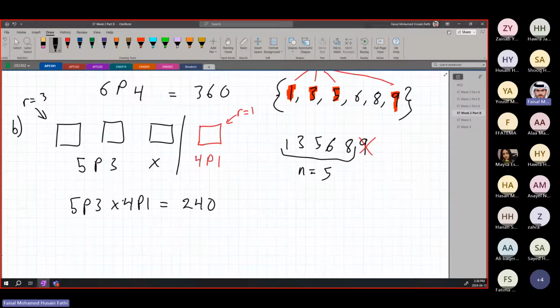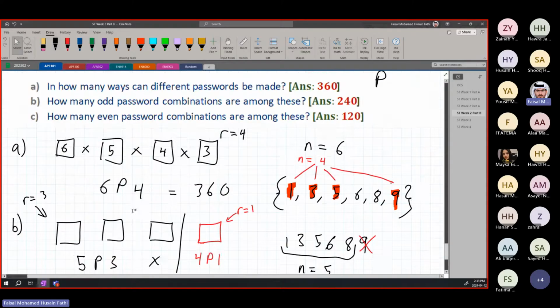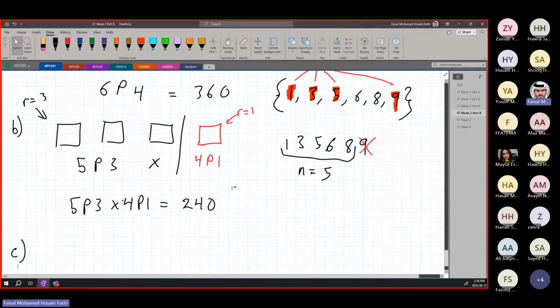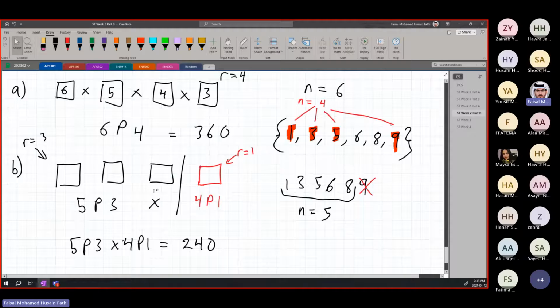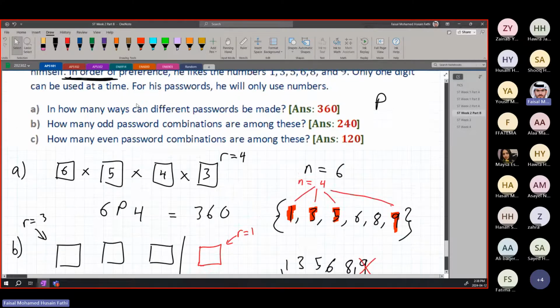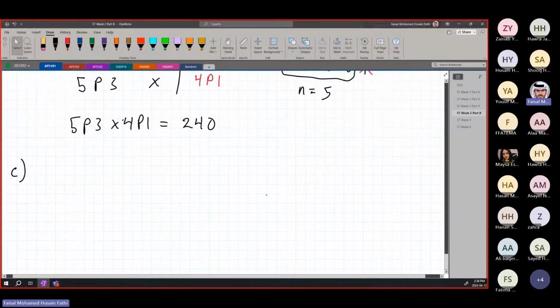For even, part C says for even now. How many even password combinations are among these? There are two ways of doing this. There's the fast way, and then there's the same method that we just applied for part B. I'm not going to reapply the part B method. First of all, how many ways can the password be made in total? The total ways is equal to 360.